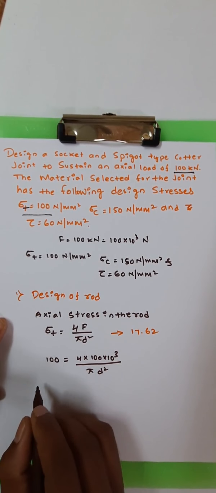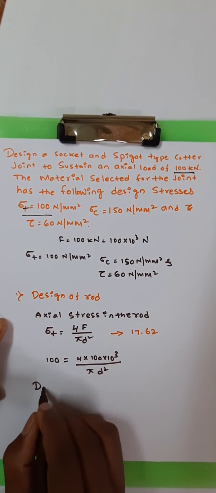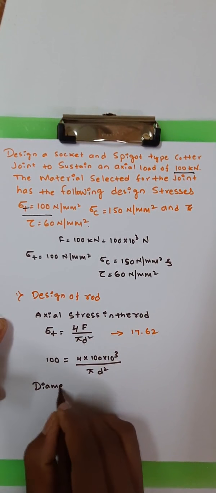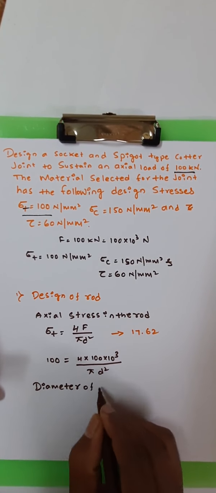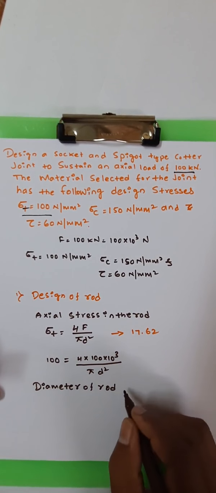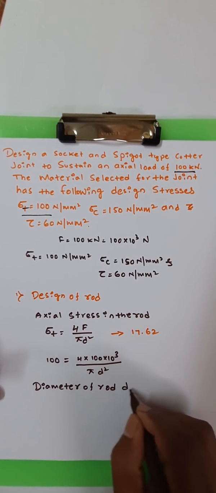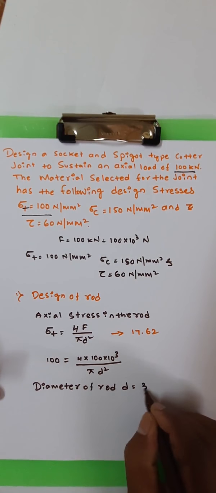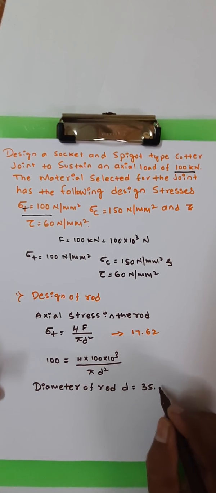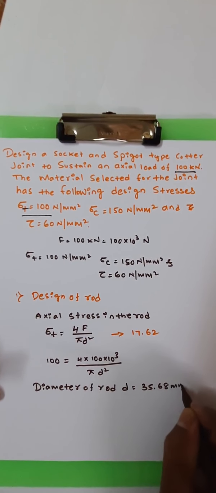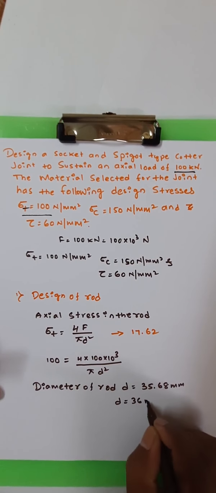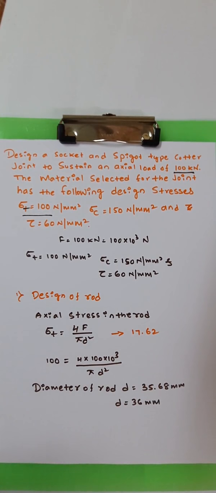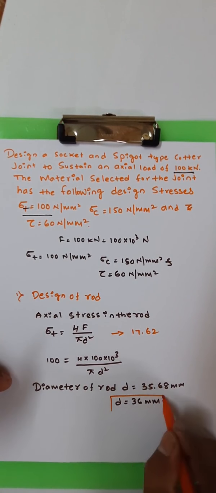If we simplify this, we'll get the diameter of rod, d is equal to 35.68 mm. We'll round it up to 36 mm. This is the diameter of the rod.